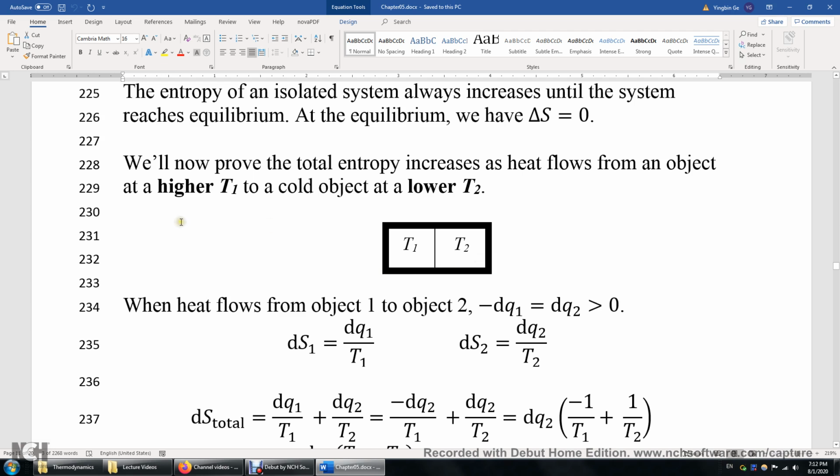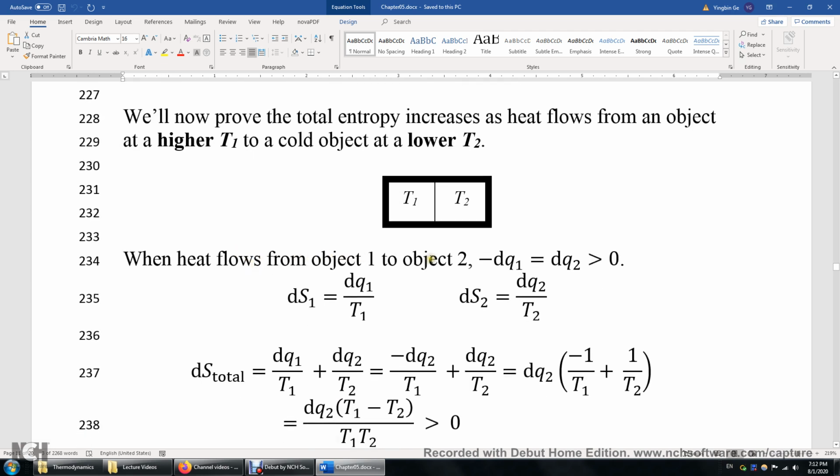All right? So when heat flows from object 1 to 2, we know this dQ2 is greater than 0 because heat flows into object 2, but dQ1 is negative. And then we can compute dS1 and dS2. dS1 is dQ1 over T1, dS2 is dQ2 over T2. We're assuming the heat flow is very slow to ensure it's a reversible process so that we can use this equation. We're assuming this is dQ reversible. This one is also dQ reversible.